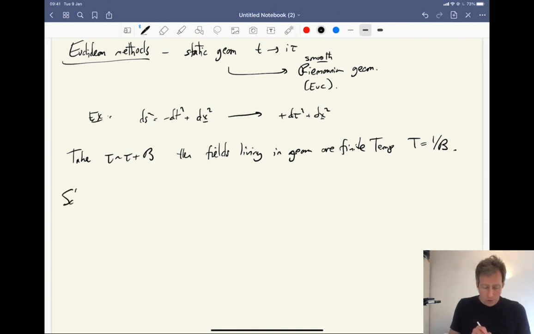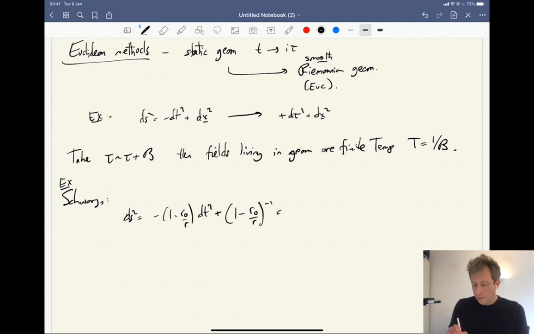Let's take Schwarzschild. Let's do another example. This is just asymptotically flat Schwarzschild, but you can do this with the AdS versions in the problem sheets. Here's asymptotically flat Schwarzschild, as we all know and love. And we can continue this. When I continue this to Euclidean time, I get this metric here.